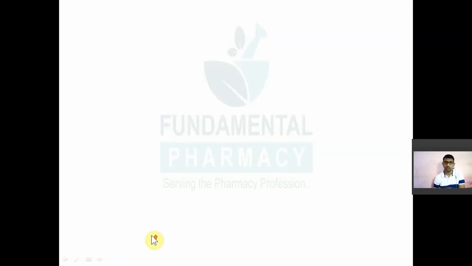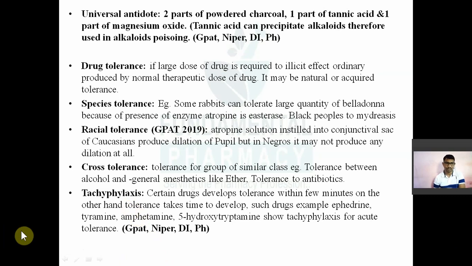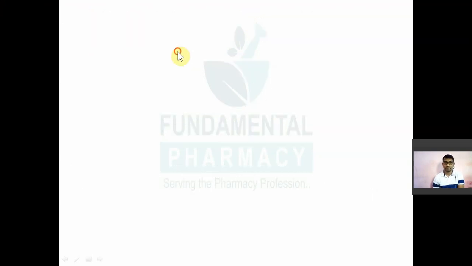Again, this was a question in GPAT. Okay, so you remember this, what is meant by tachyphylaxis, what is racial tolerance, what is cross tolerance, what is species tolerance. Okay. 2 बार क्वेश्चन आ चुका है, एक बार रेशियल टॉलरेंस पे क्वेश्चन आया था, एक बार tachyphylaxis पे क्वेश्चन आ चुका है, and you should know the composition of universal antidote. जैसे 2 part of charcoal, 1 part of tannic acid, 1 part of magnesium oxide. ये क्वेश्चन भी बहुत बार फार्मासिस्ट के एग्जाम में पूछा है, व्हाट इज कंपोजिशन ऑफ यूनिवर्सल एंटीडोट.